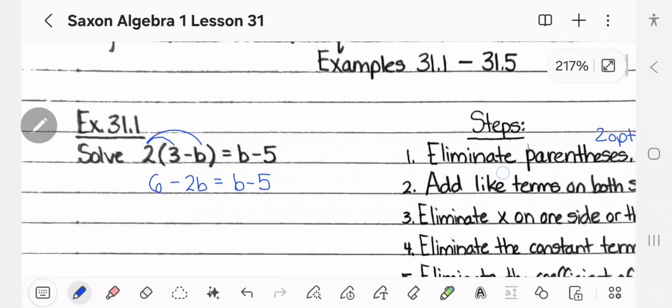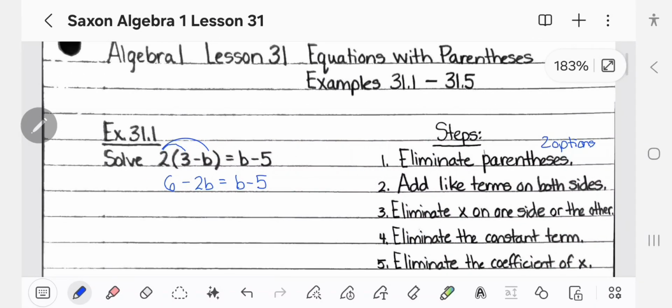Now, our second step says to add like terms on both sides. When they say both sides, they mean of the equal sign. It's kind of like there's a dividing line here. Here's a side, and here's a side. Looking at the left side, there are no like terms. 6 and 2b, you can't do that subtraction. And on the right side, those are not like terms. So we can't do step 2. It does not need to be done. So 1 is done and 2 did not have to be done.